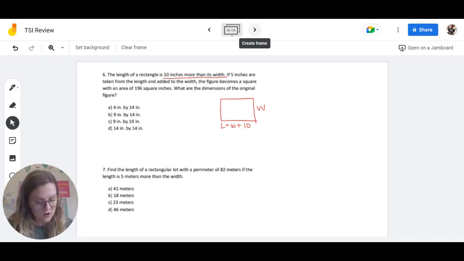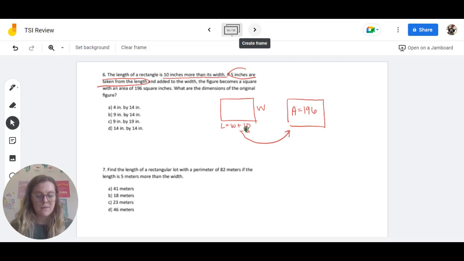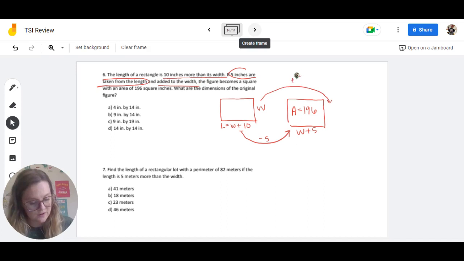Well, now let's do our new shape. They tell me that the area is 196, so I'm going to go ahead and label that first. They're taking 5 inches from the length. So here's my length. If we were to subtract 5 from here, 10 minus 5 is 5. So this turns into W plus 5 because I took away 5 here. Now it says, and it's adding the 5 to the width. So here for my width, I'm going to add 5. So this becomes W plus 5. They told me it's going to be a square, and I can verify that that's true because the side lengths are now the same.